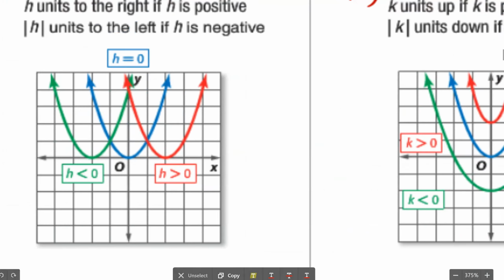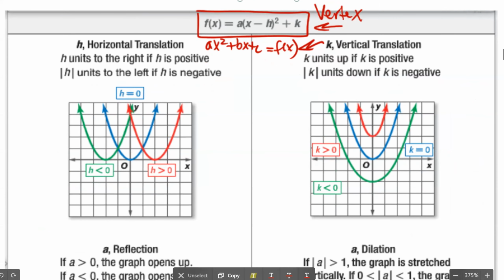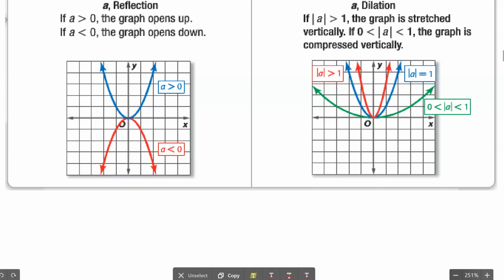So, vertex form. This should hopefully be semi-review because I introduced this to you before when we were in chapter 2 with absolute value. So A deals with the reflection. If it's positive, your graph's going up. If it's negative, it's reflected. That's what right here is showing you.